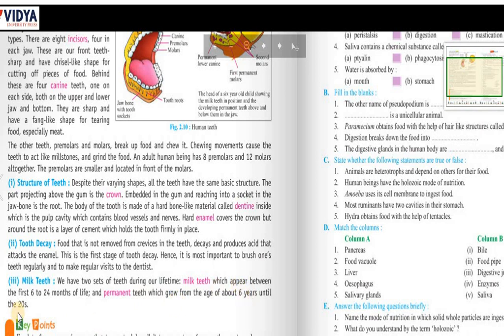So this was your second chapter, theory part. In the next chapter we will be doing exercises and question answers.